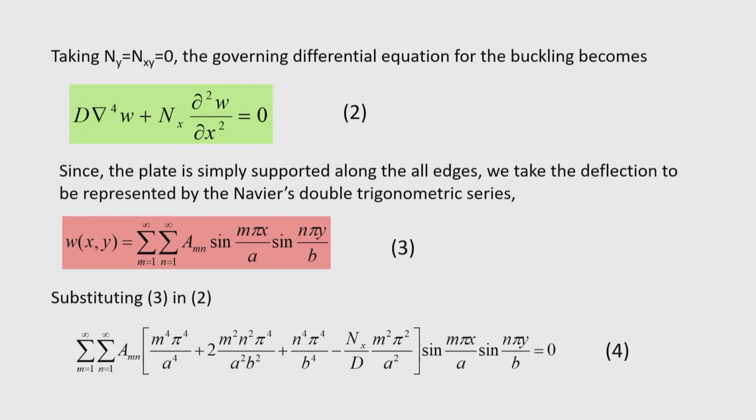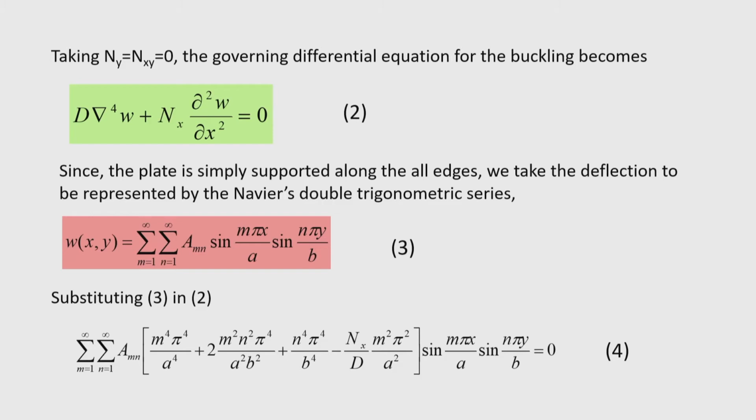This equation is a summation of different terms and ultimately this sum renders to be a 0 quantity. So, that means, if I take say m equal to 1, n equal to 1, then I will get a_11 into pi to the power 4 by a to the power 4 plus 2 pi to the power 4 by a square b square plus pi to the power 4 by b to the power 4 minus Nx by D pi square by a square, multiplied by sin pi x by a into sin pi y by b, that is the a_11 term.